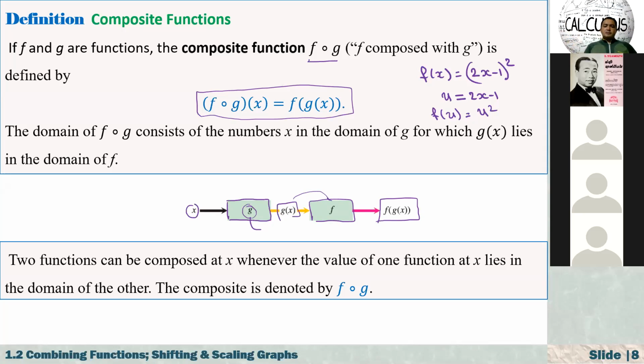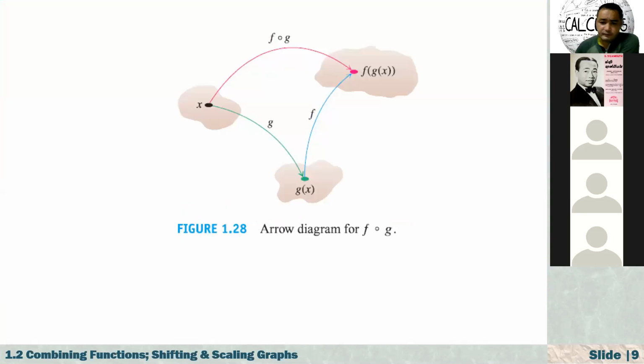Anyway, 2 functions can be composed at x whenever the value of one function at x lies in the domain of the other. The composite is denoted by f of g. Let's see some examples. So here we have the function x, right? And you're just sending it to another machine. It is processing this, and we get another value here, g of x, and it is sent to f. But here we can also send this directly to the third machine, right? By what operation? This operation, f of g.